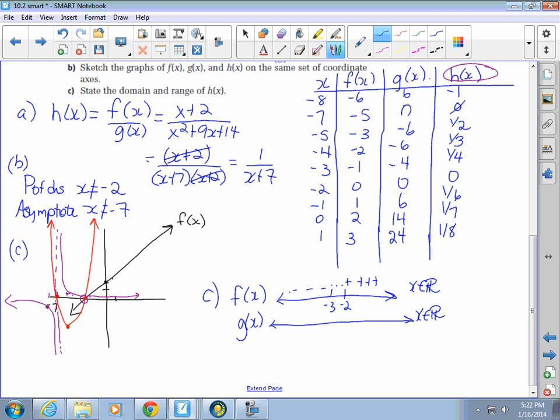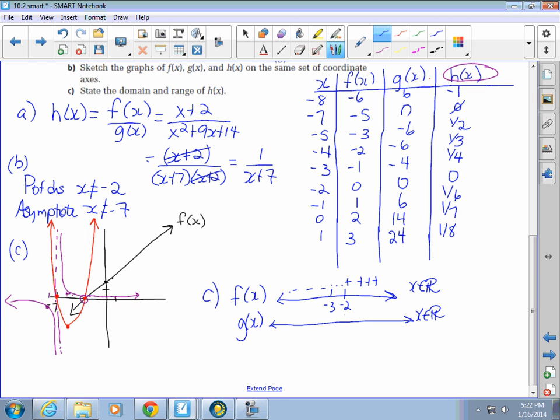Because no matter what I put in there, I'm going to end up with a value. It's going to be positive and it's going to be negative. So in between -3 and -2 here, I went from a negative value to a positive value.